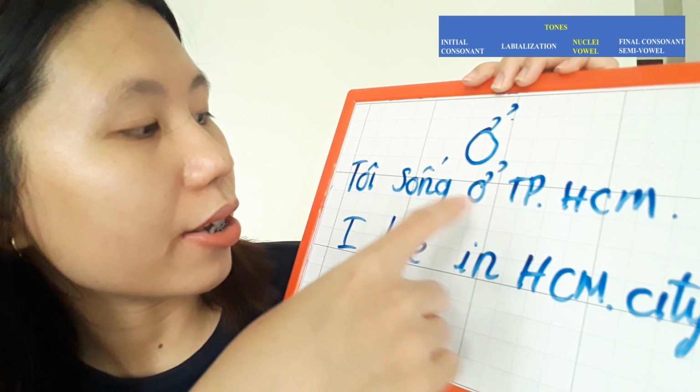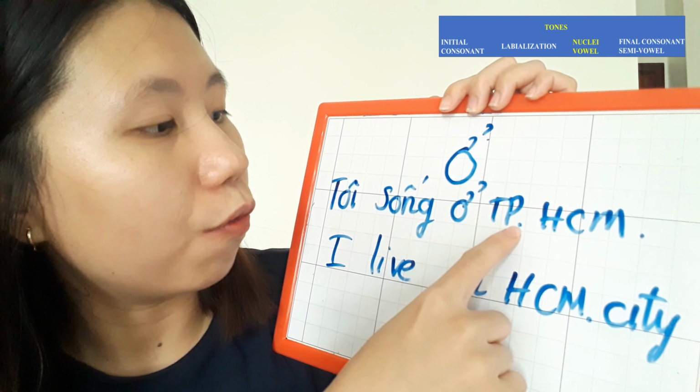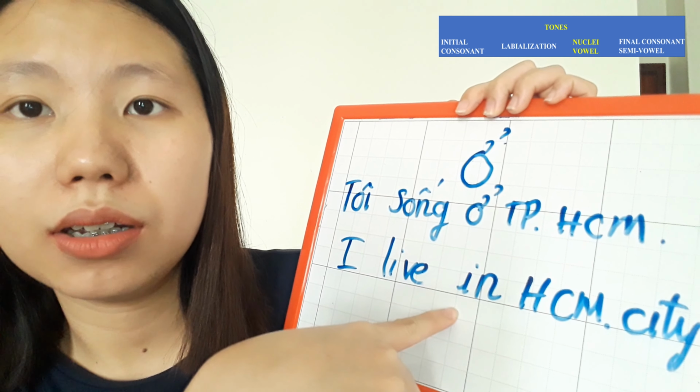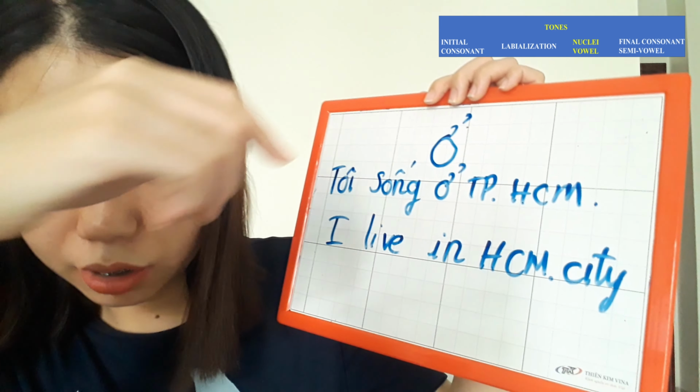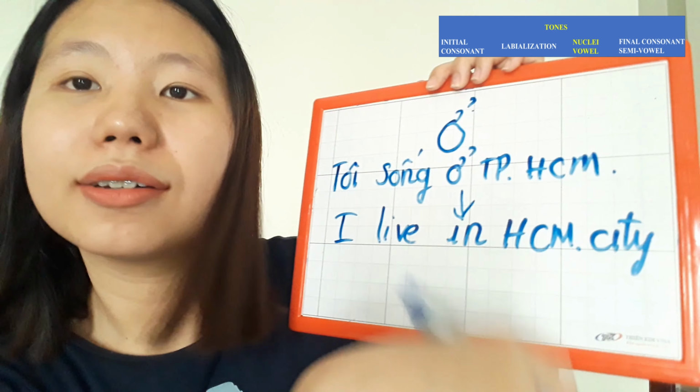I have a sentence here. Tôi sống ở thành phố Hồ Chí Minh. It means I live in Ho Chi Minh City. So the meaning of the word here is in. Okay.